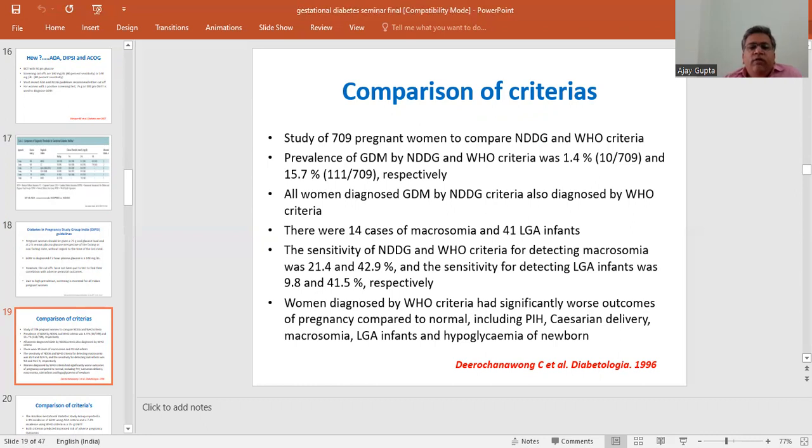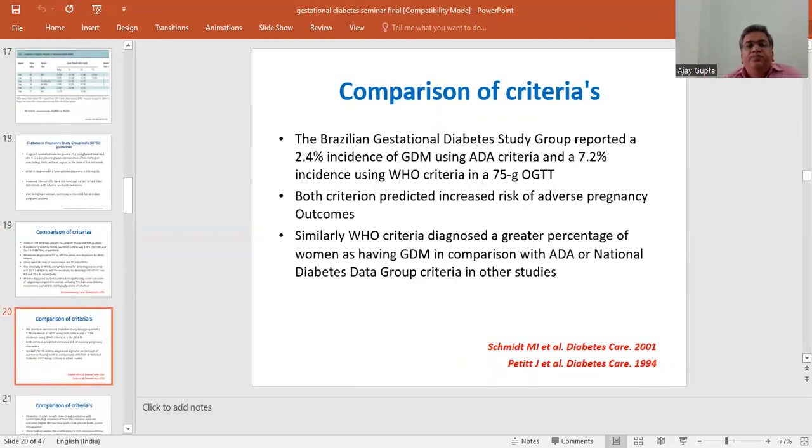The sensitivity of anti-DG and WHO criteria for detecting macrosomia is 21 and 42%, and for detecting large for gestational age is 9.8 and 41%. So women diagnosed by WHO criteria have a significantly worse pregnancy outcome compared to normal, including PIH, cesarean delivery, macrosomia, large for gestational age, and hypoglycemia in the newborn.